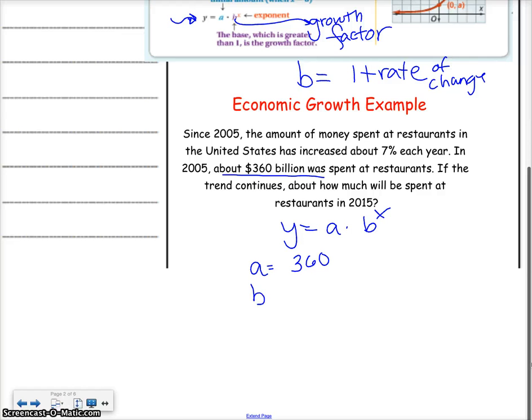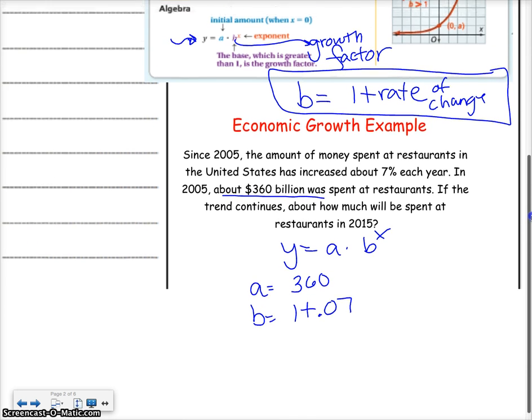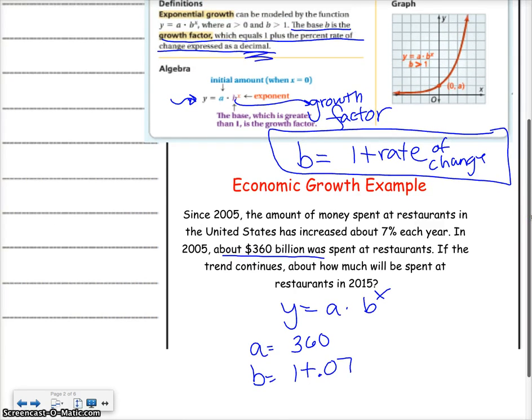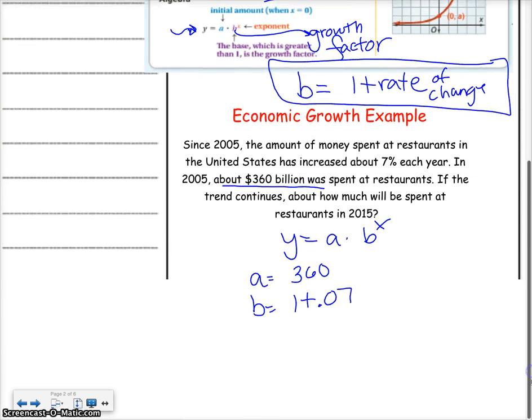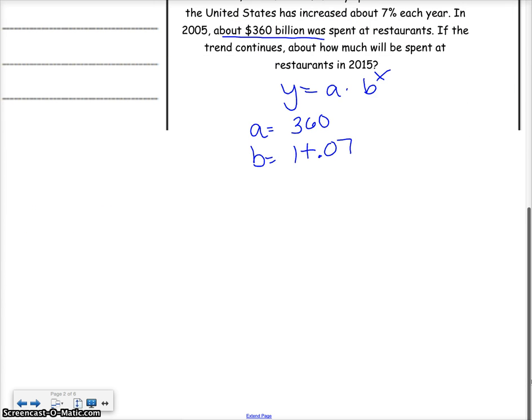B is my growth factor. Now, according to how we calculate a growth factor, my growth rate is 7%, but B is 1 plus your rate of change. So my B is 1 plus 0.07. You have to write it as a decimal. So 7% is 0.07 as a decimal. And now I can go ahead and plug that in to create my equation. Y equals 360 times, I'm going to put it in parentheses because it's a decimal, 1.07 to the x.